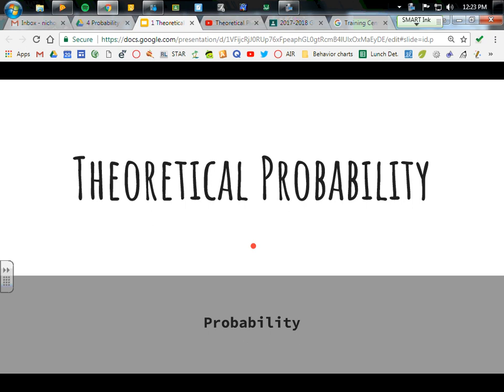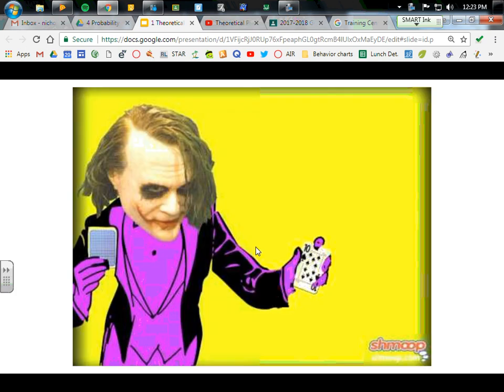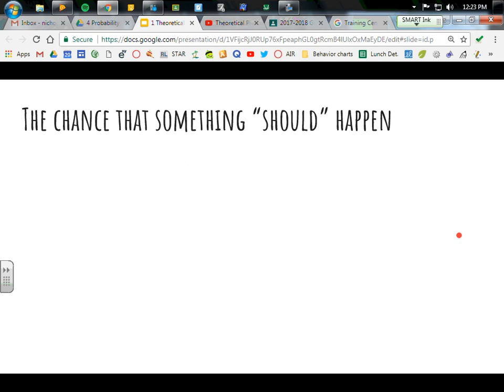Even the weather has a probability. If you check your weather app on your phone or you watch the Weather Channel, let's say there might be a 60% chance of rain today. That's a probability. That's the likelihood that it's going to rain. So let's just get into theoretical probability.